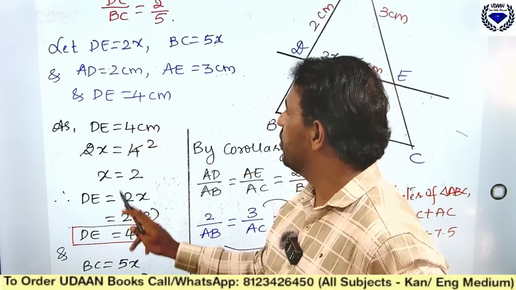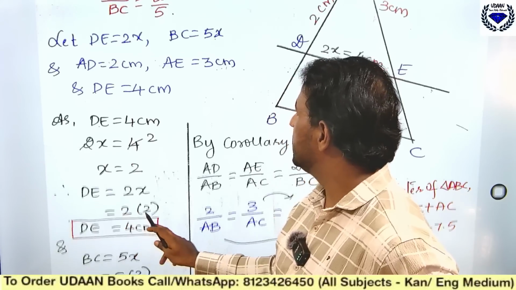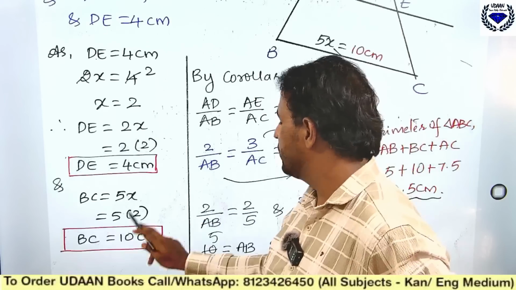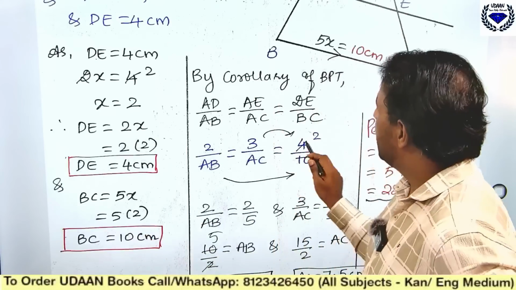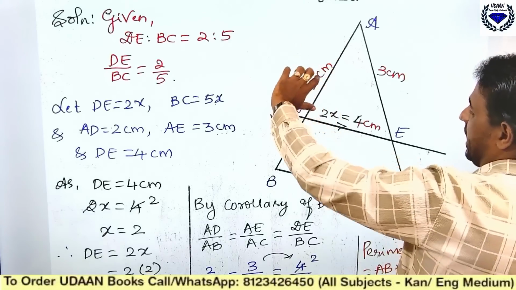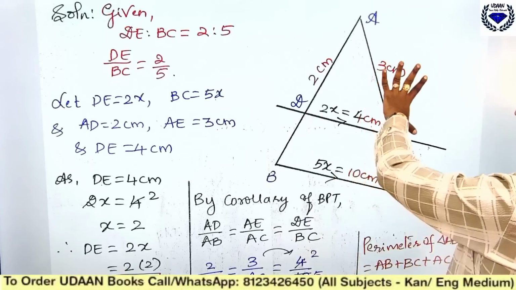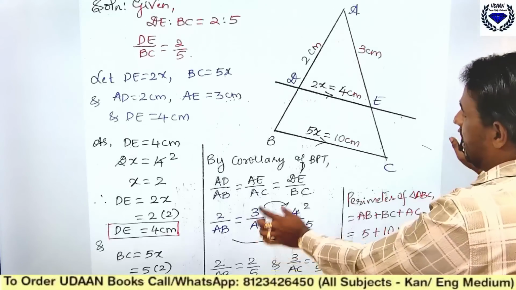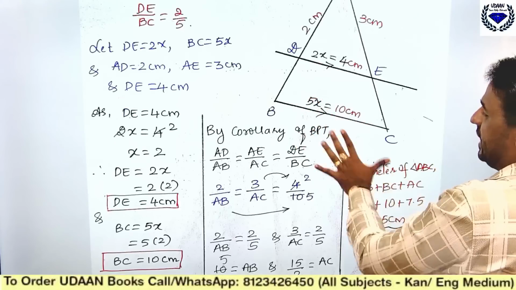Therefore DE is how much you will get? 4 centimeter. BC also you will get 5 twos are what? 10 centimeter. Now by corollary of BPT, what is that? Smaller length by bigger length, AD by AB, smaller length by bigger length, AE by AC, and smaller length by bigger length, DE by BC.